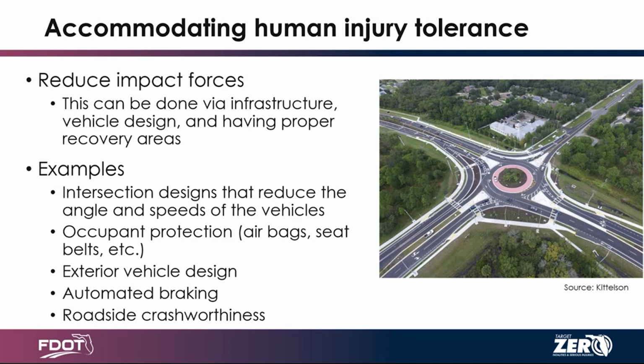Occupant protection, right? So within the safe vehicle element, we have airbags and seatbelts. The exterior physical design, Nathan talked about how vehicles are basically made to crumple and absorb momentum before that really impacts the person. Automated braking and roadside crashworthiness.